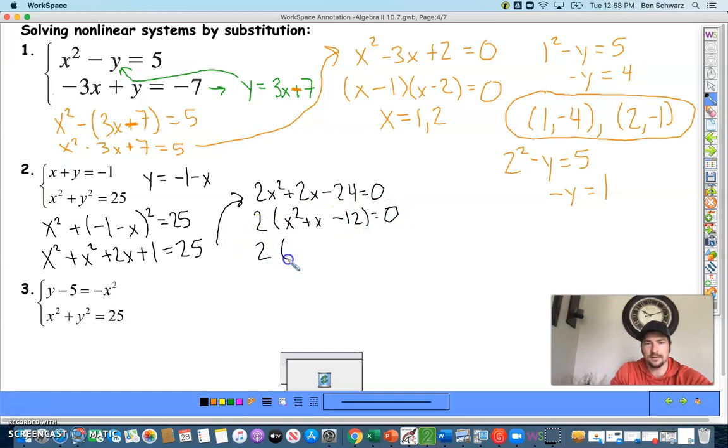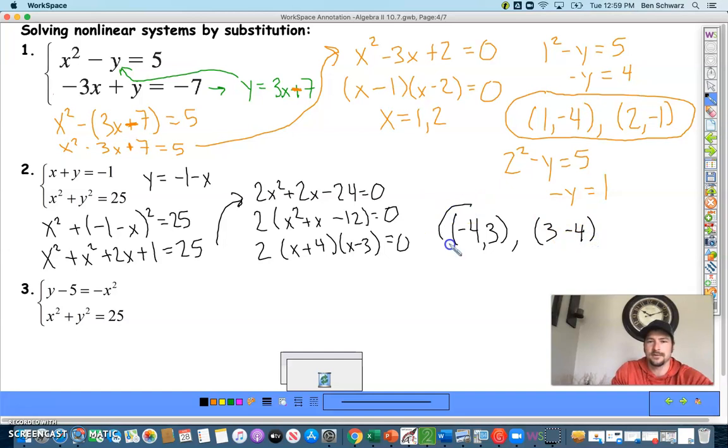And so then factor it the rest of the way, that would be x plus 4 and x minus 3. So one of our solutions for x would be negative 4. And if I plug in negative 4 for x, I would get negative 4 plus y equals negative 1. So I would have to add 4 to both sides, and I would get an answer of 3. My other solution I got for x down here was 3. So if I plugged in 3 for x, okay, well 3 plus negative 4 would get me negative 1. So those are the solutions there.